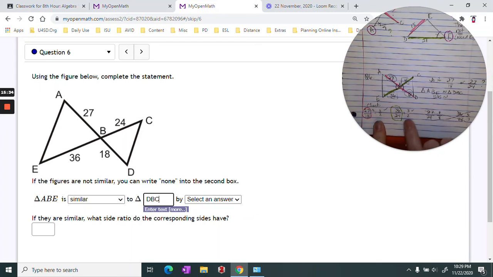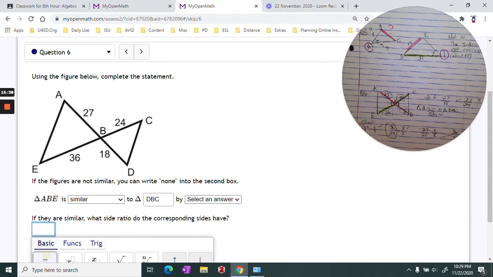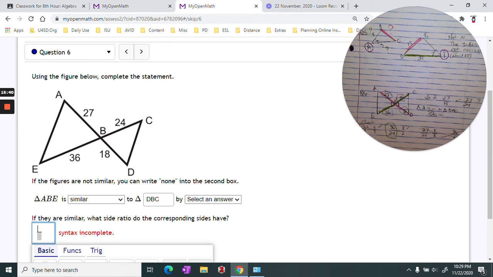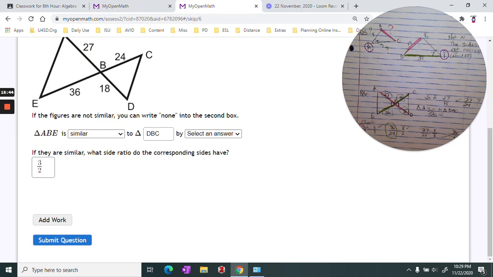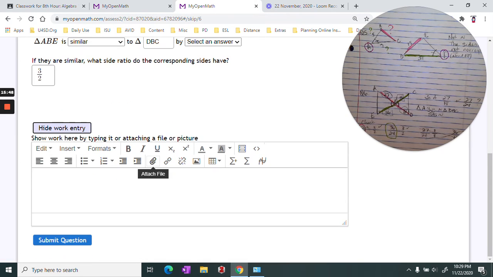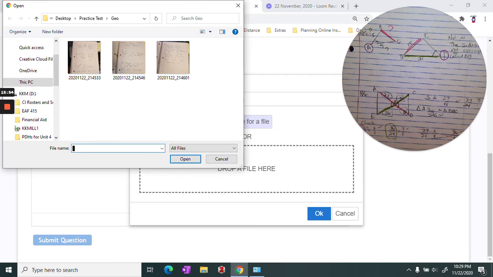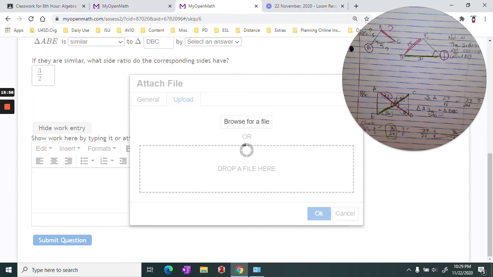And that was this 3/2. So I'm going to come in here. If you got 2/3 because you flipped it, that's fine. Totally acceptable. I am going to add my work, however, because of all of my testing that I did. So that was on this page.